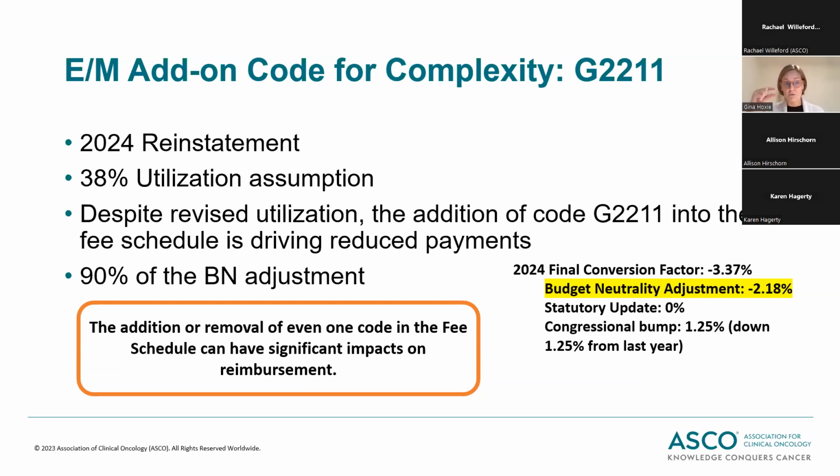So if you look at that budget neutrality adjustment, the one that's highlighted in yellow at the bottom of your screen, 90% of that part that is causing the decrease in the conversion factor is due to this one code. So it's just something to note that that is why the conversion factor is going down, because of this one code, and then also because of the other two things that we talked about. I think the point I'm trying to make is really just that the budget neutrality adjustment is a big deal, and even one code can have significant impacts across the fee schedule.